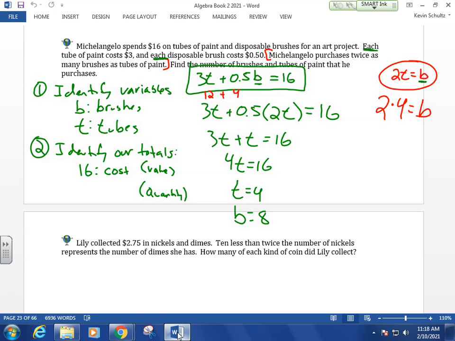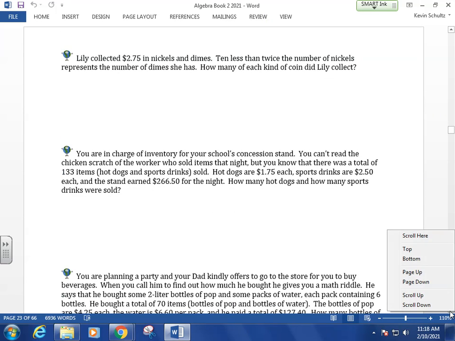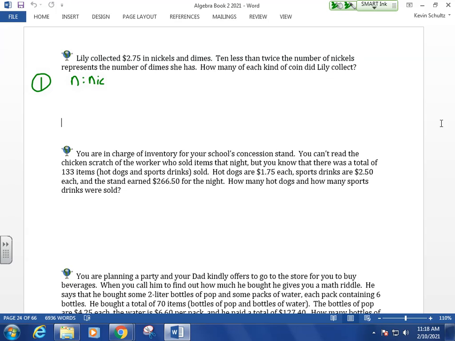Okay, let's look at the next one with Lily and her nickels and her dimes. This is another example of an indirect total question. It says Lily collected $2.75 in nickels and dimes. 10 less than twice the number of nickels represents the number of dimes she has. How many of each kind of coin did Lily collect? Let's start with our variables. What do we want to use here? Soybe. Sure. N for nickels and D for dimes. Okay.